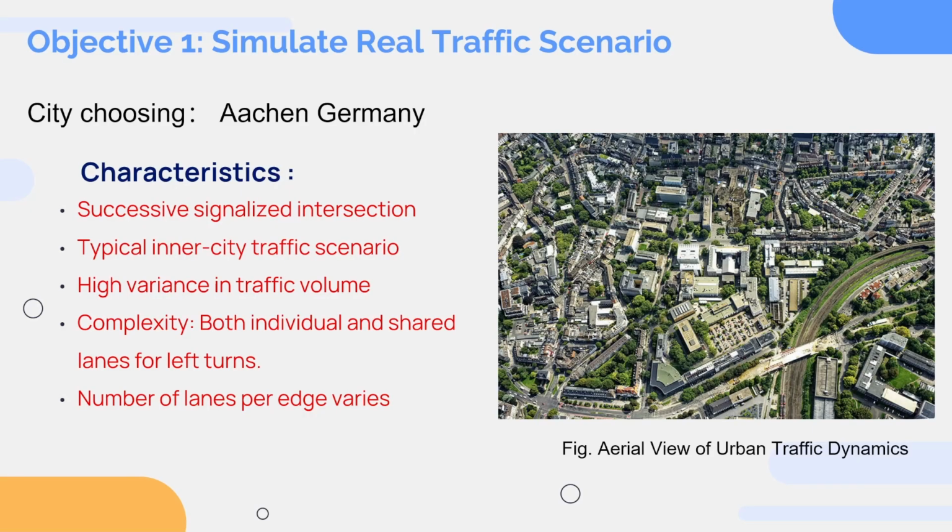Before we start objective 1, we need to select a city as a simulation object. We need to consider a lot of characteristics. It should have successive signalized intersections, have the features of a typical inner city, and so on. These are the reasons why the paper selects the city of Aachen in Germany.